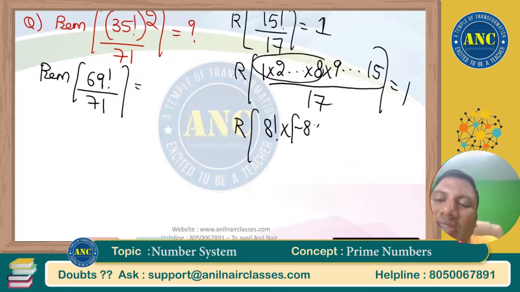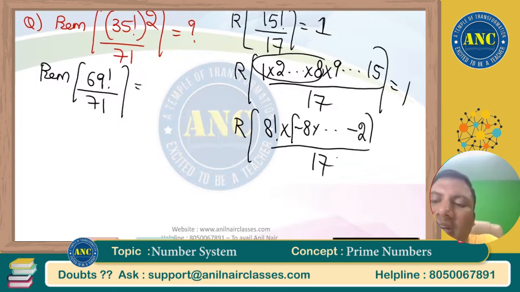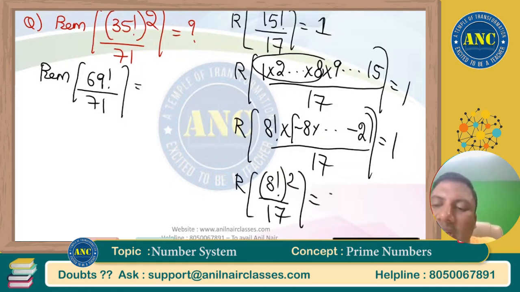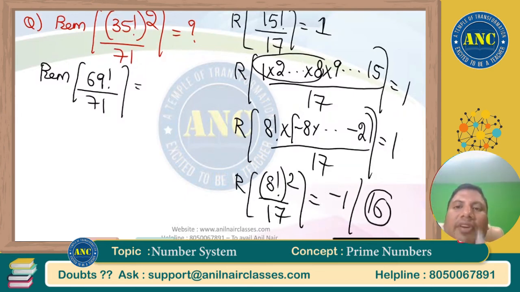9 by 17 is minus 8 and so on up to minus 2, divided by 17 is equivalent to 1. These 2 to 8, it is a negative, so 8 factorial whole square divided by 17 is minus 1. 17 minus 1 is 16. From 15 factorial by 17, you can derive 8 factorial whole square by 17. Calculations, please don't make any mistake. If I make any calculation mistake, please correct it yourself. These are nothing but 1.